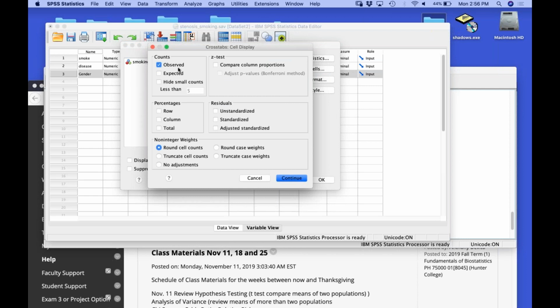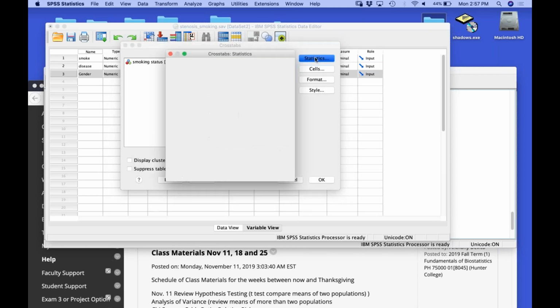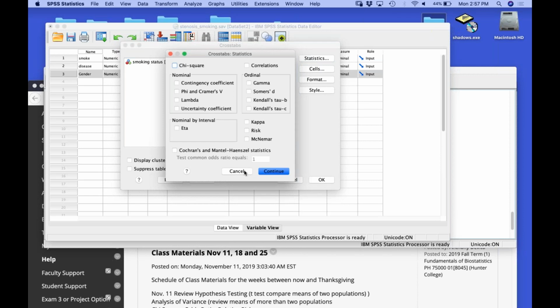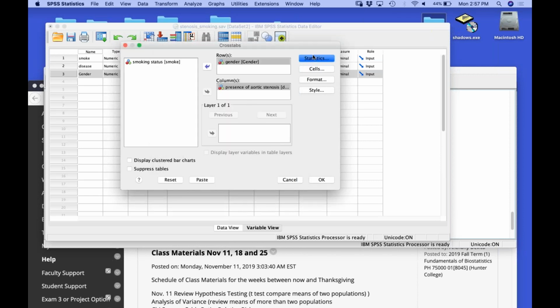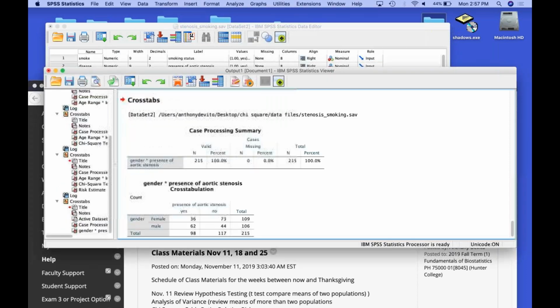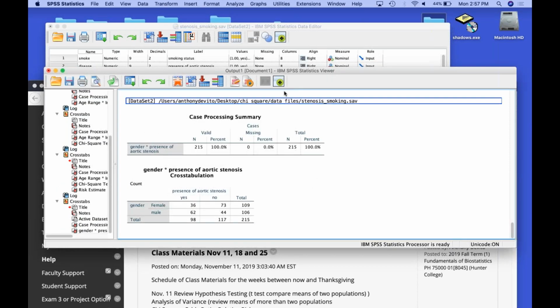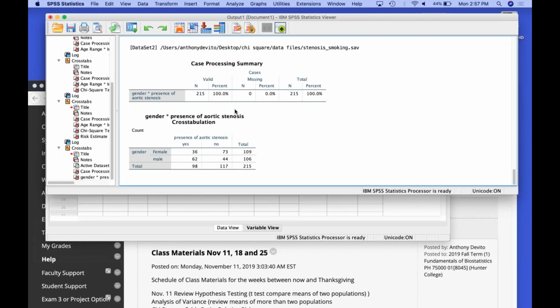I'm going to go into statistics, and I'm going to say, okay, give me the observed values, just the observed values. And I'm going to make sure in statistics there's nothing checked off. Okay, good. So I just want to see the crosstabs table for this. I'm going to click OK, and here we go. Here's the crosstabs table. Okay, so what do we have?